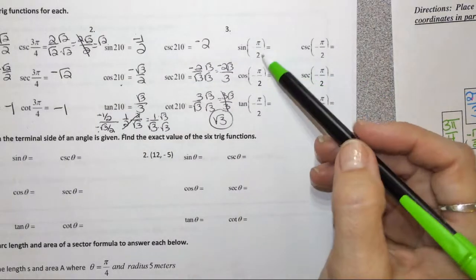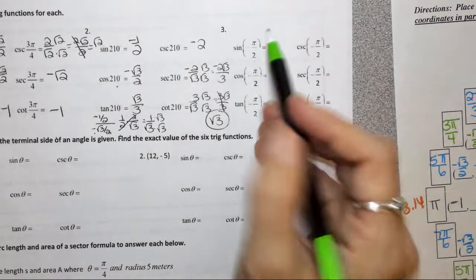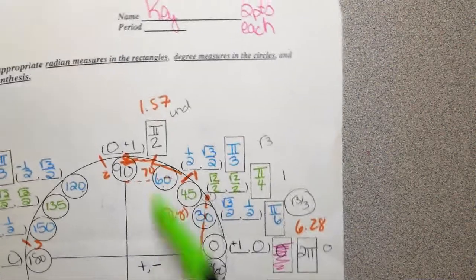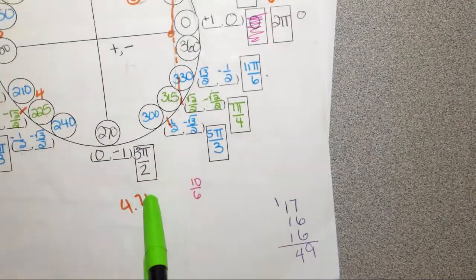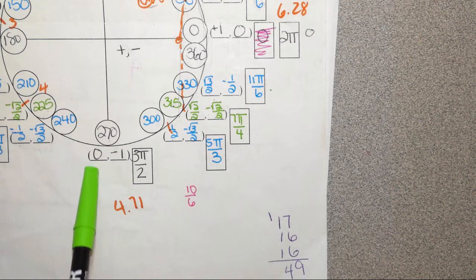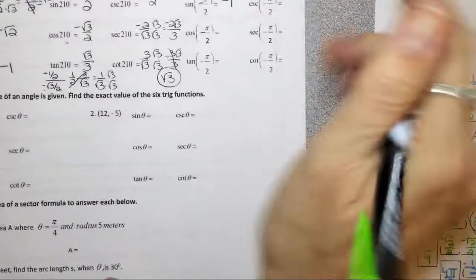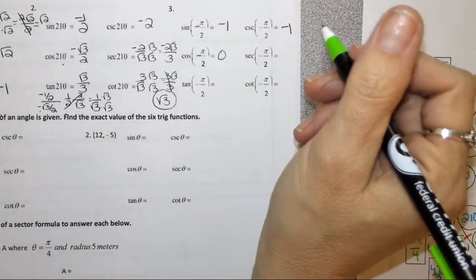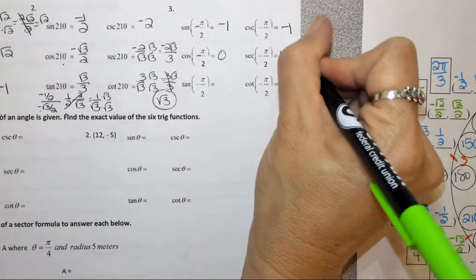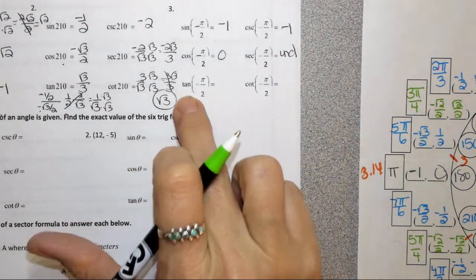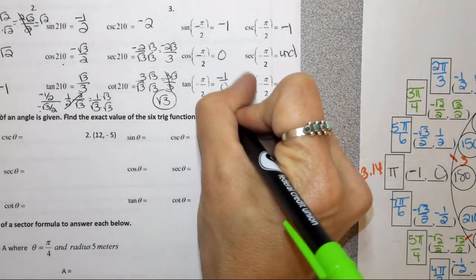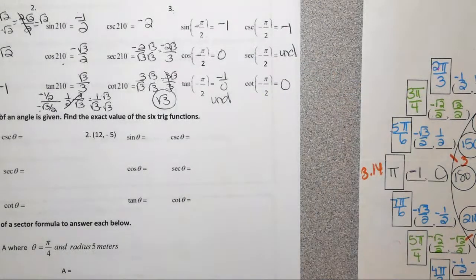On number 3, they want me to find all the things I just did, but they want me to do it for negative pi over 2. So if positive pi over 2 is up top, then negative pi over 2 is down here. So this is my cosine, and this is my sine. So sine is negative 1. If you flip negative 1, it's still negative 1. Cosine is 0. If you flip 0, I get 1 over 0, which is undefined. This was on your quiz yesterday. Tangent is your y divided by your x, so negative 1 divided by 0 is undefined, but if I flip it, I get 0.